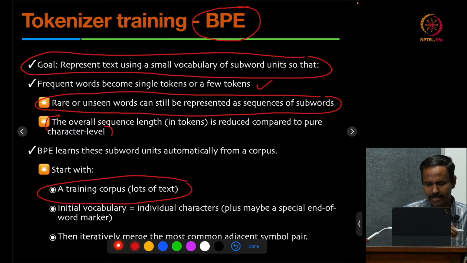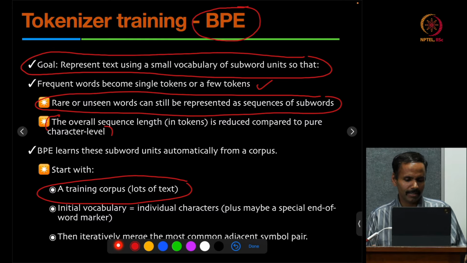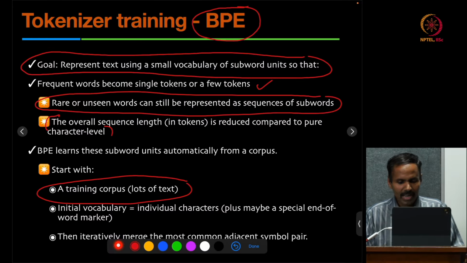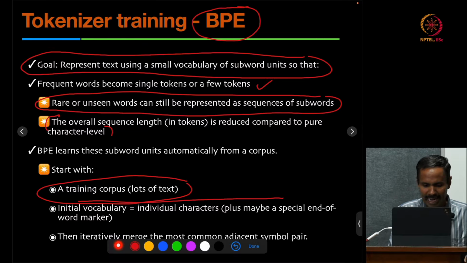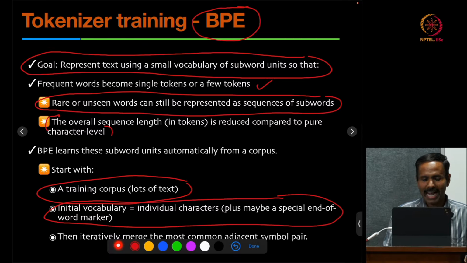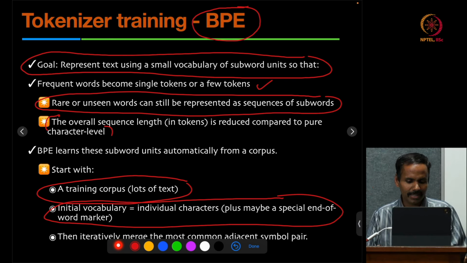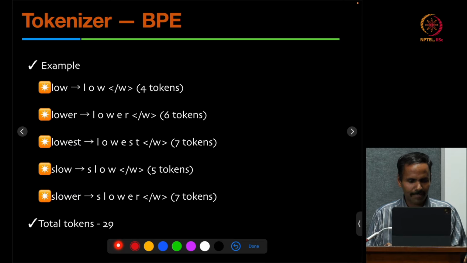To train, you have a corpus. In this case, I'm taking a lot of text, but you can also extend it to multimodal units and so forth. And then you decide on a set of initial vocabulary. So in English, this could be characters. You can easily think of Unicode entries as your initial vocabulary, and then iteratively refine and merge adjacent symbols into token units. So let us just quickly see an example so that this is established.